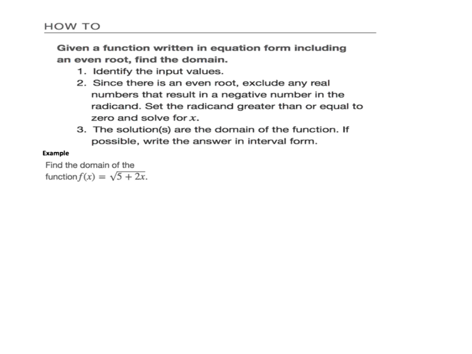Okay, so given a function written in equation form, including an even root, here's the other type of thing we have to watch out for. We have to watch out for negative numbers showing up under the radical. In other words, they show up in the radicand, because the square root of a negative number is an imaginary number, and those don't even graph in the real plane. So we exclude those values.